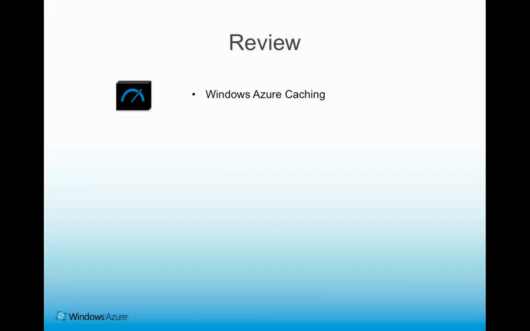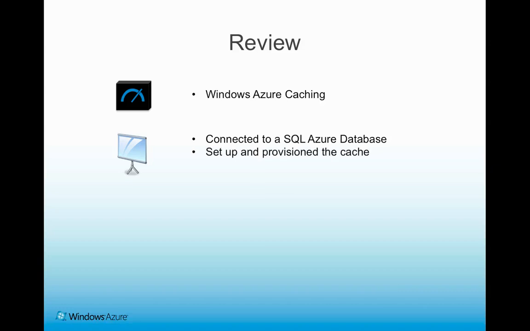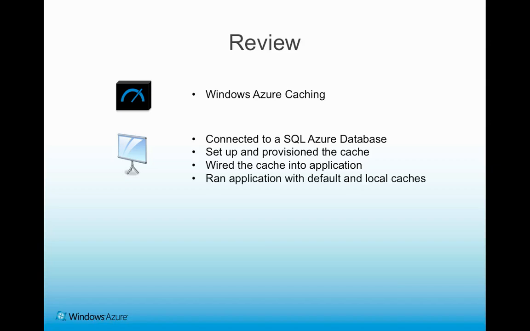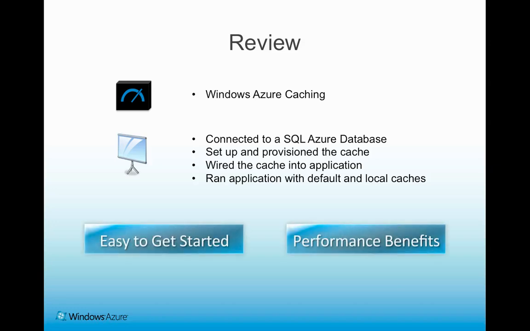In this presentation, we've done a few things. We connected to a SQL Azure database for a baseline. We set up and provisioned the default cache. We wired up the cache to our application and noted the performance benefits. We then configured the application to use the local cache and noted we got even better performance in our application. I hope you see how easy this is and the benefits it can provide to your application.